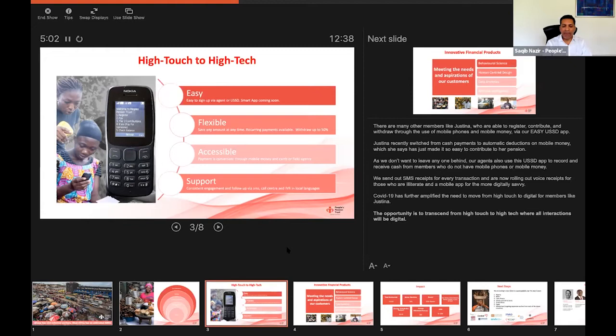We send out regular SMSs for every transaction, and we're now rolling out voice receipts for those who are illiterate and also building a mobile app for the digitally savvy. COVID-19 has further amplified the need to move from high touch to high digital for members like Justina. And the opportunity really is to transcend from high touch to high tech, where all interactions can be digital.